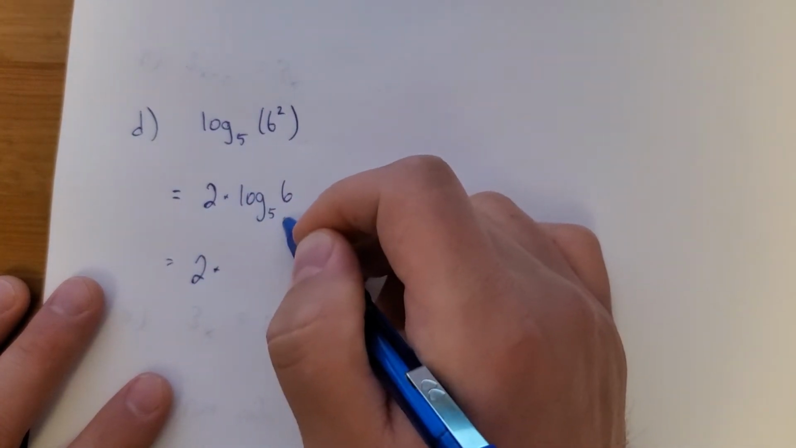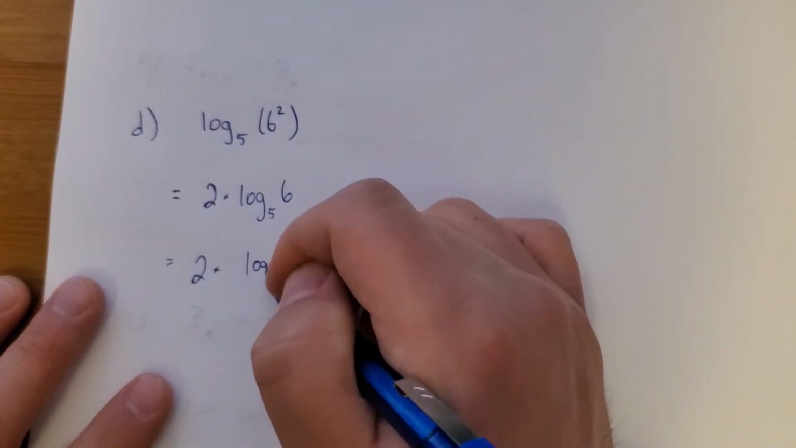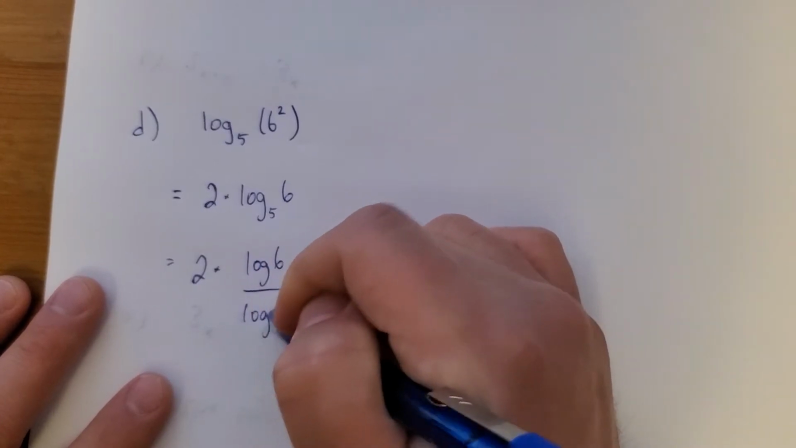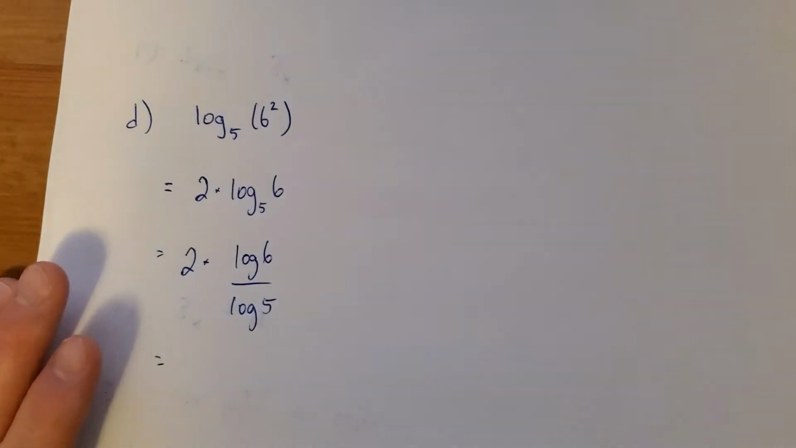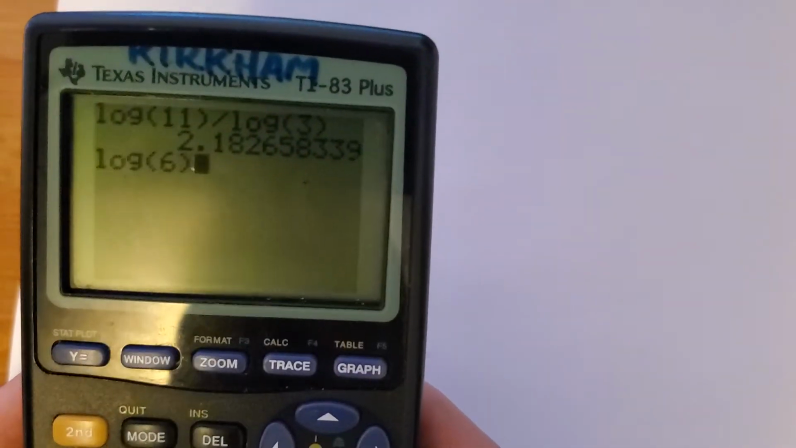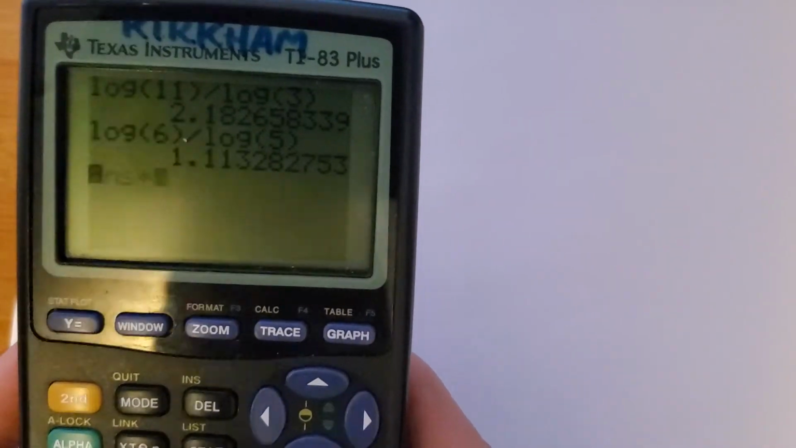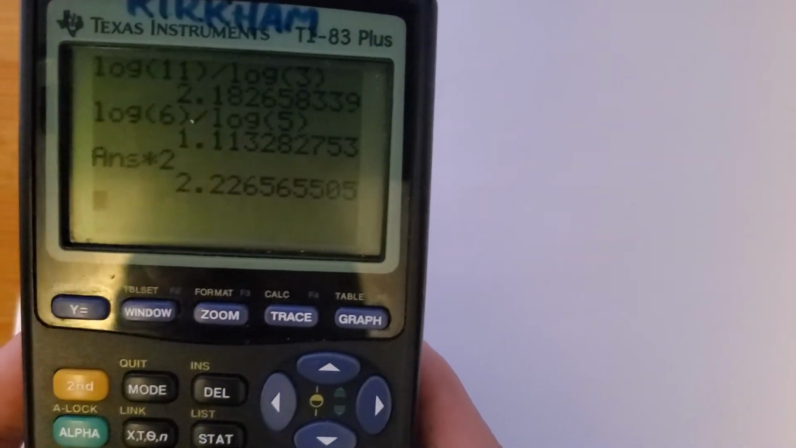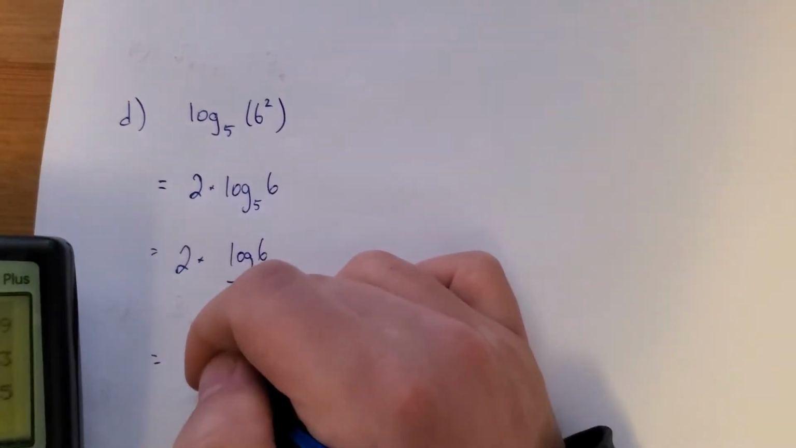And then this guy you can do just like the previous example. That's going to be log 6 divided by log 5. Okay. So I'll do log 6 divided by log 5. Then I'll multiply by 2, and I get 2.23 or 2.227.